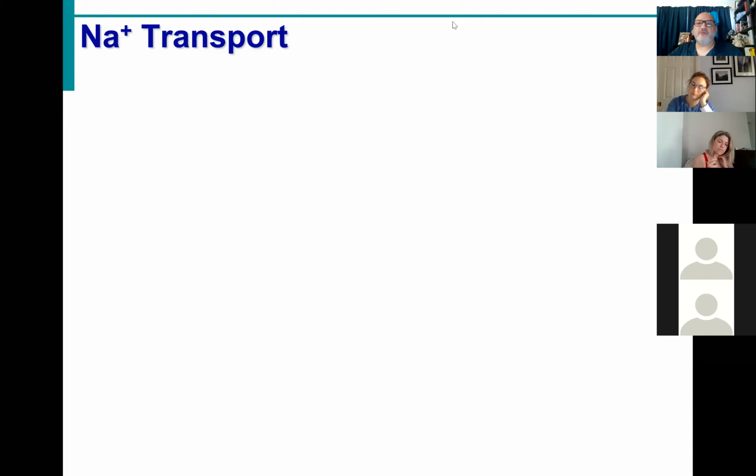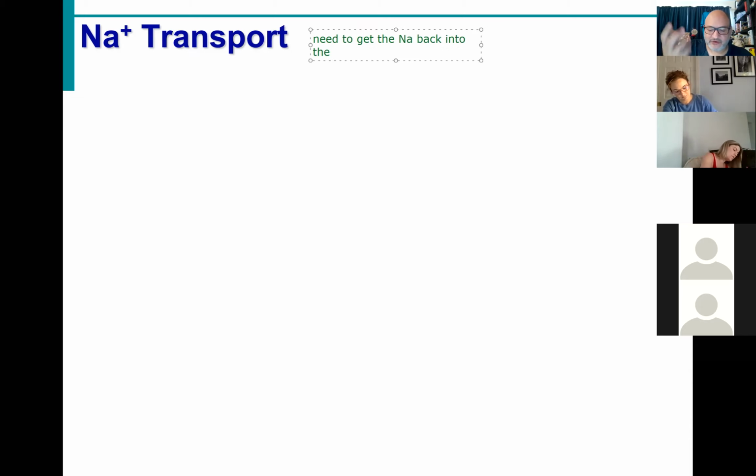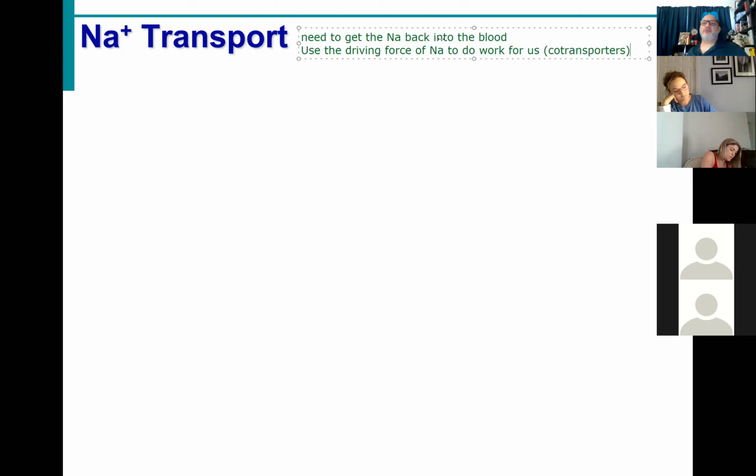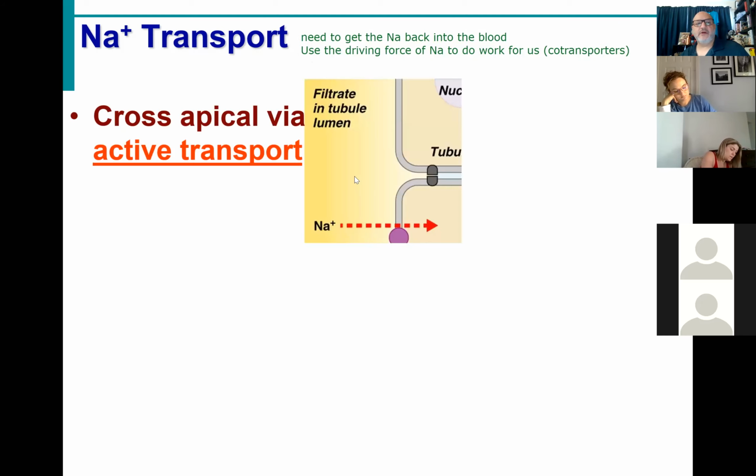So our sodium transport is important for two things. Obviously, we need to get that sodium back into the interstitial fluid, into the blood. But at the same time, we're also going to be able to use the driving force of sodium to do work for us, primarily in the form of co-transporters. So understanding this pathway associated with sodium, the movement of sodium, is going to be really, really important. All right.